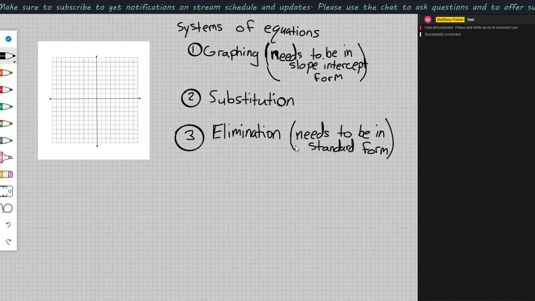Okay, so for the first one, what I'm going to do is I'm going to erase this, and right here.